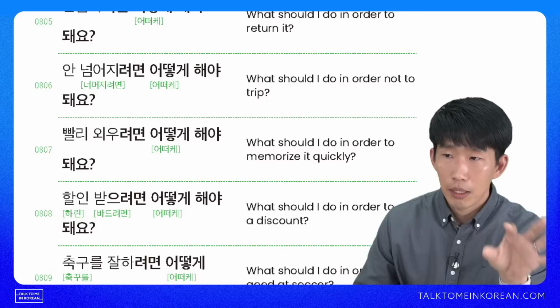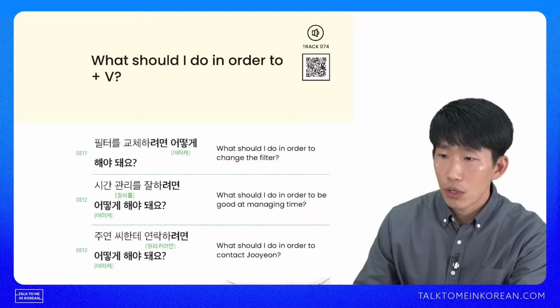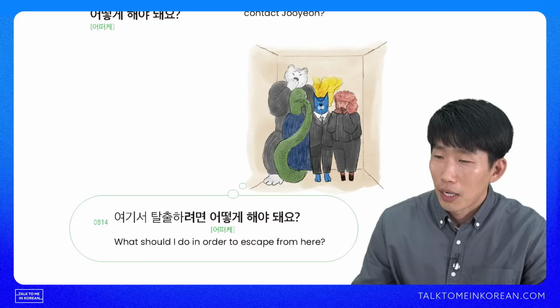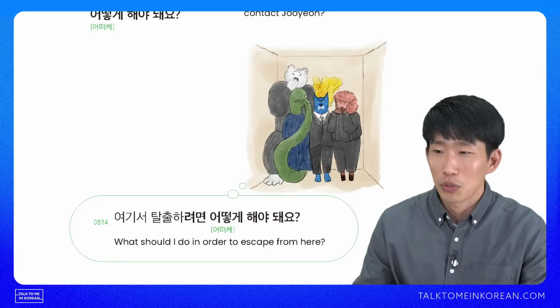And then here, the last sentence. Let me check the last sentence. Aha. 여기서 탈출하려면 어떻게 해야 돼요? So they are, I don't know, in a closed elevator or something. What should I do in order to escape from here was our last sentence, the 11th quirky sentence.